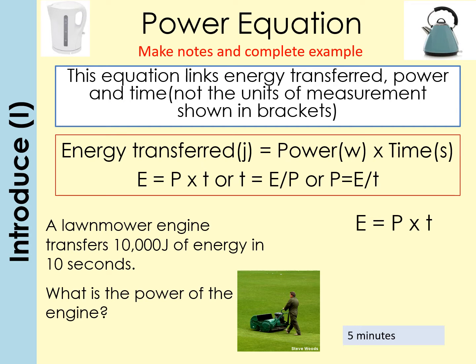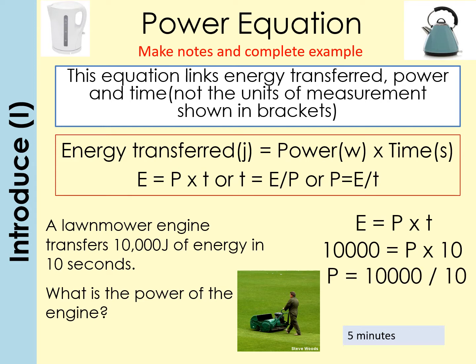So a lawnmower engine transfers 10,000 joules of energy in 10 seconds. What is the power of the engine? So first of all, okay, we've got E equals P times T. And what you do is you put in your numbers that you already have. In this case, we already have the energy transferred and the time in seconds, but we do not have power. So you need to find the rearranged equation. You rewrite out the equation so that you isolate the power, and then you do the calculation. You'll find out that it's 1,000 watts.